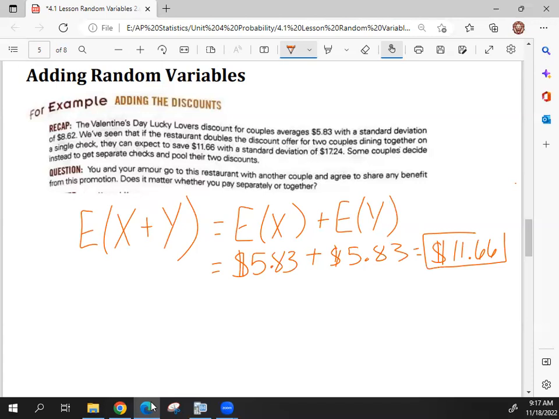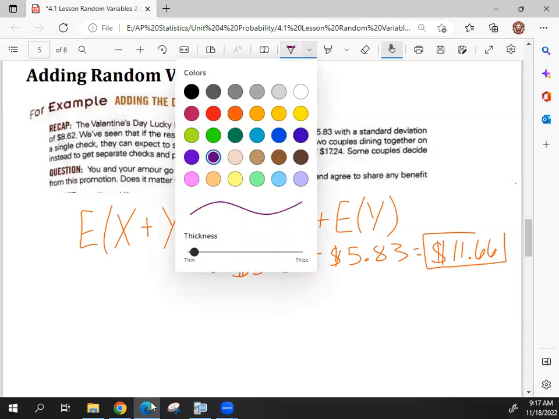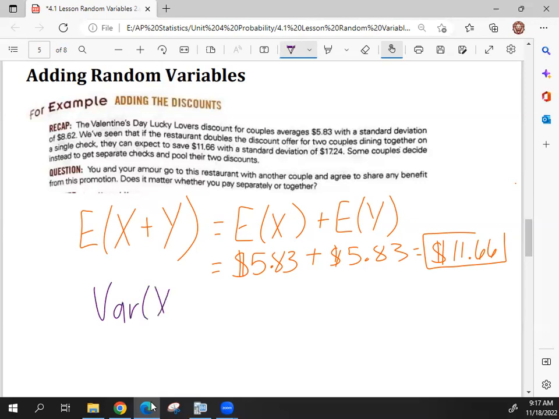But here's what's going to change when we talk about how much our discounts are going to vary. We'll get more into why later on as we talk about probability, but in order to calculate the variance when we add 2 random variables together, those variables must be independent of each other. That means that one happening is not going to affect the probability of the other one happening. So we can add the variances together. And this is when it becomes very important to find variance before standard deviation. And we could talk about that together.